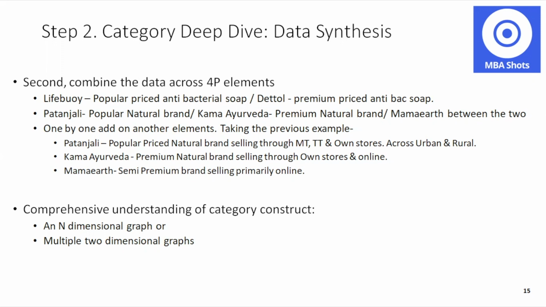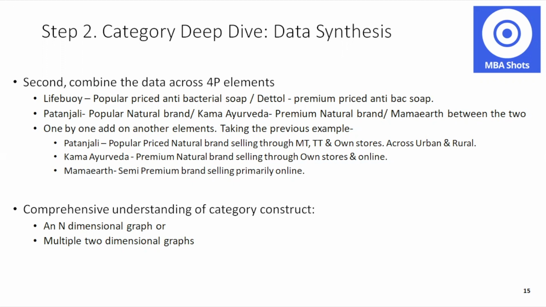Looking at skincare products, you have Patanjali, which is a popular priced natural brand. Kama Ayurved is also a natural brand, but priced much, much more premium than Patanjali. And then you have brands like Mama Earth and Wow Sciences, which are also natural, but at a price which is in between Kama and Patanjali. So on and so forth. So what we'll keep doing is adding more and more 4P elements, clubbing more and more 4P elements.